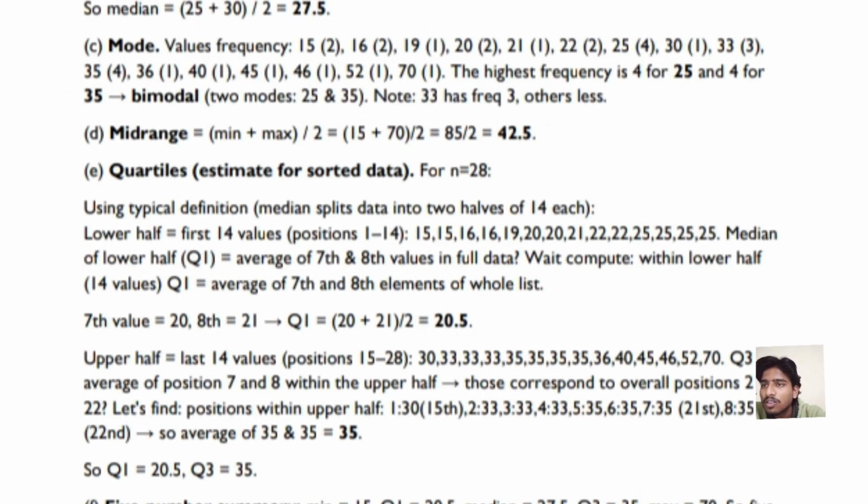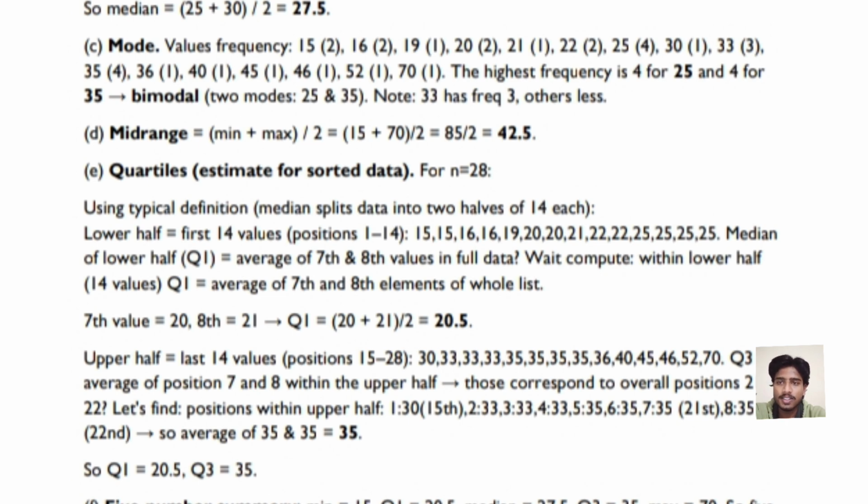Now we go to the next, D, mid-range. What is mid-range? Minimum plus maximum divided by 2. Minimum is 15, maximum is 70, divided by 2. The answer is 85 over 2, which equals 42.5. The mid-range is 42.5.